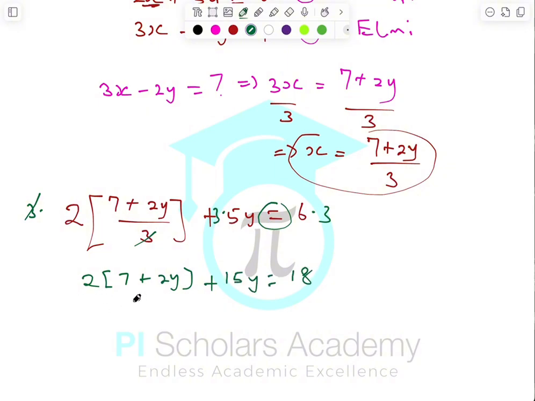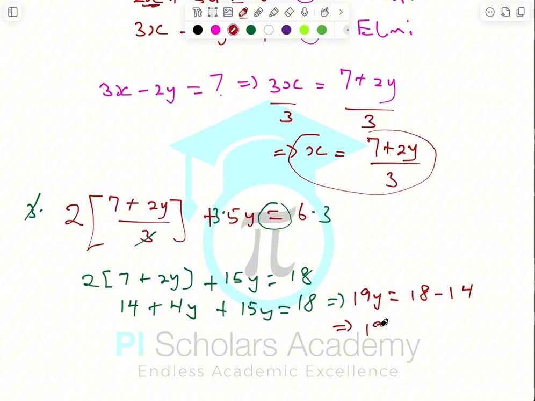So there you can now open the parentheses. Now 2 times 7 is 14, 2 times 2 is 4y, plus 15y equals 18. So therefore, 4y plus 15y, that is 19y, equals 18 minus 14. That implies that 19y equals, what's 18 minus 14? 4. And you divide both sides by 19, so that will be 4 divided by 19.